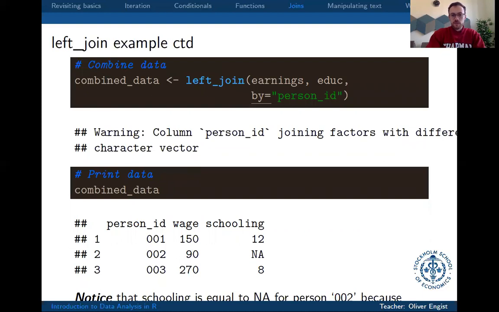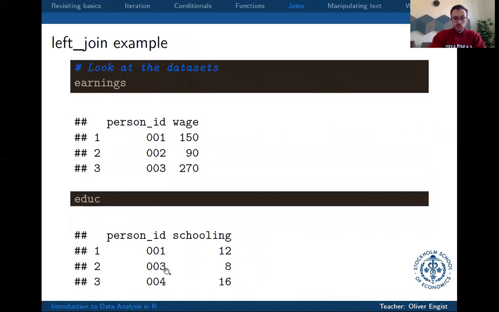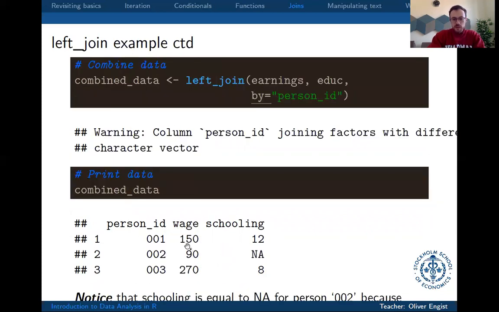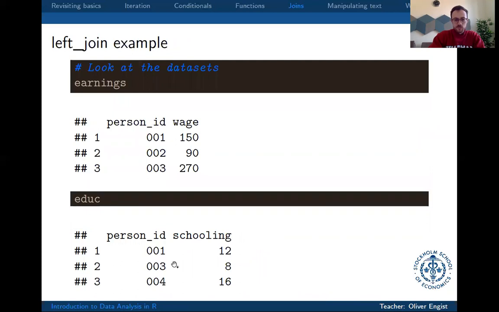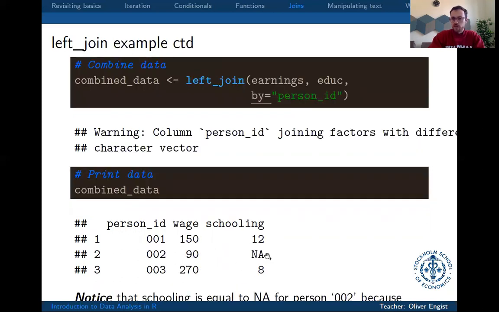So now let's look at the left join. The left join, as already mentioned, keeps all the observations from the dataset earnings, but it will only keep the observations from dataset education if it could find a corresponding observation in the earnings dataset. So if we use the left join here and we match by person ID, then we keep person 1, 2, and 3, because these are all the ones that appeared here, right? But then since person 2 did not appear in the education dataset, which is 1, 3, and 4, we do not have schooling information, but we still keep this observation. The command just fills this data with missing value.